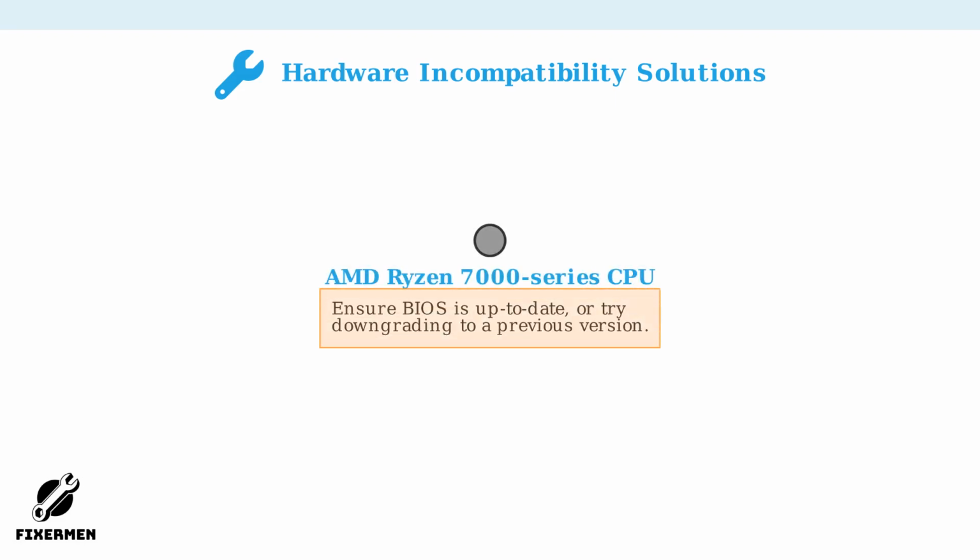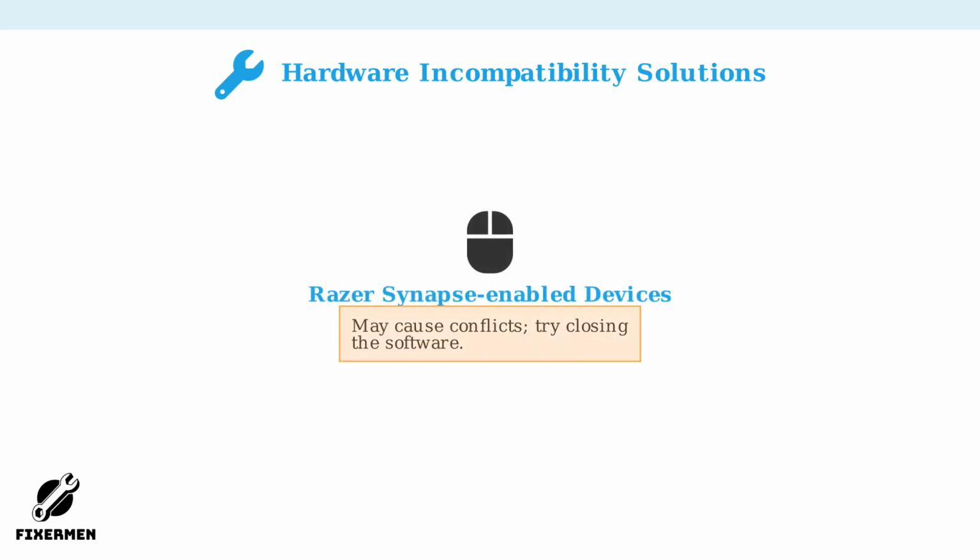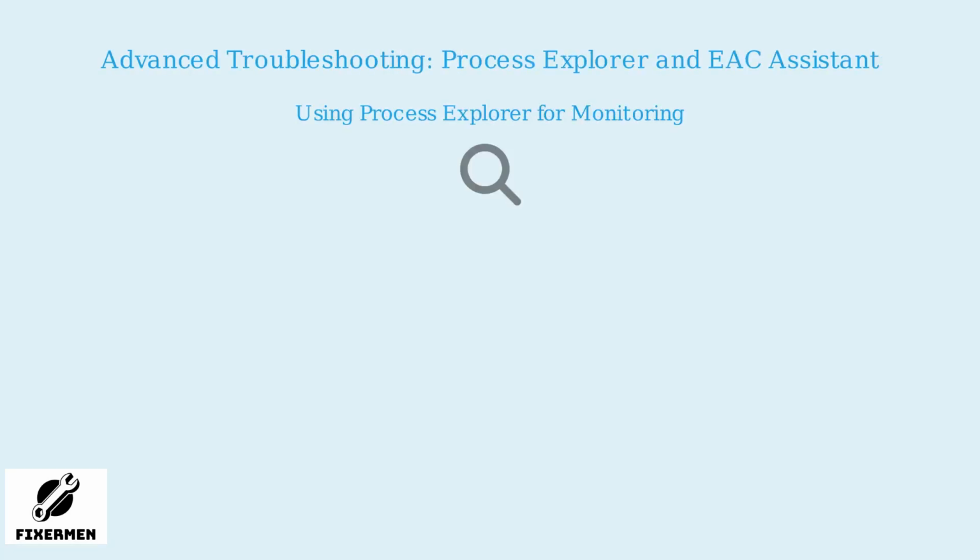Some hardware configurations are known to cause problems with Easy Anti-Cheat in Marvel Rivals. If you have an AMD Ryzen 7000 series CPU, ensure your BIOS is up to date or try downgrading to a previous version. For NVIDIA RTX 40 series GPUs, check for driver updates specifically addressing EAC compatibility. Razer Synapse-enabled devices may also cause conflicts. Try closing the software.